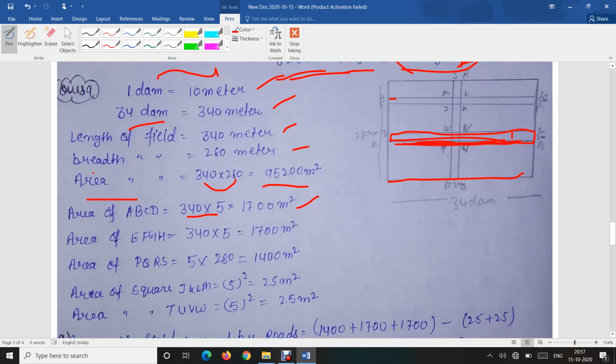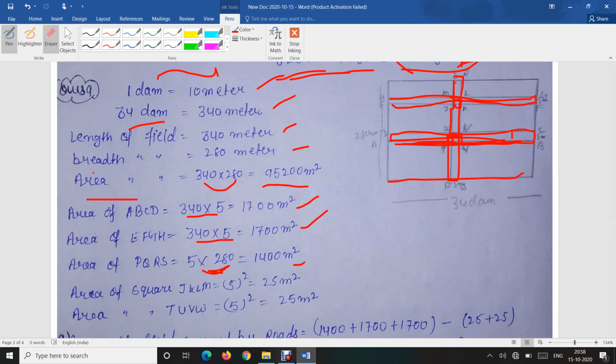Now in the similar way you can find out the area for EFGH. Again 340 multiplied by 5 gives 1700 meter square. Now you can find out the area of PQRS. That is 5 multiplied by 280, which gives 1400 meter square. Now you have to find out the area of this smaller portion, which are the squares.